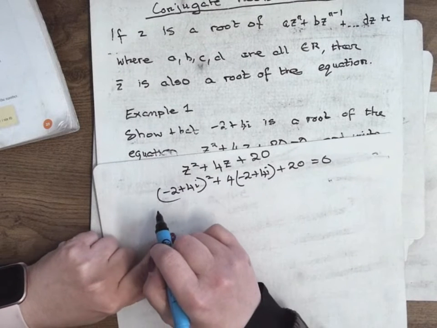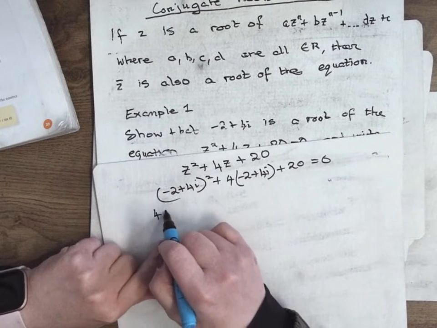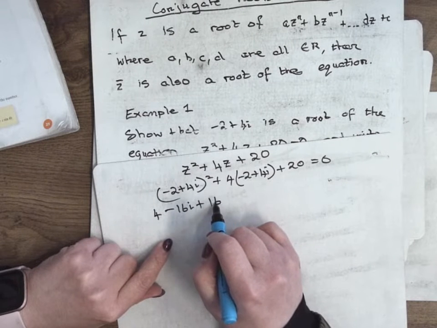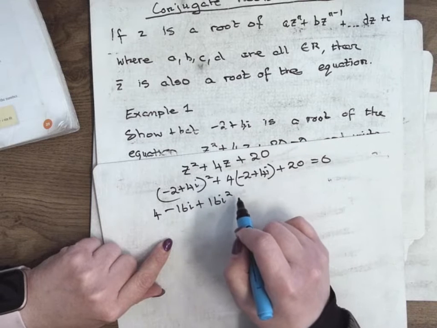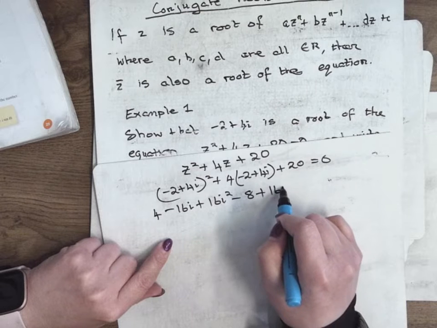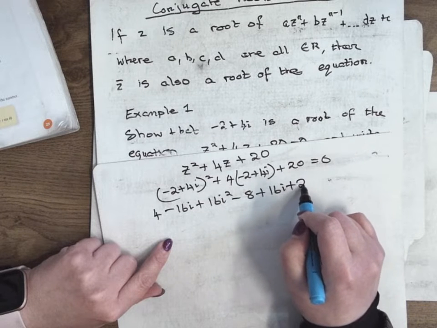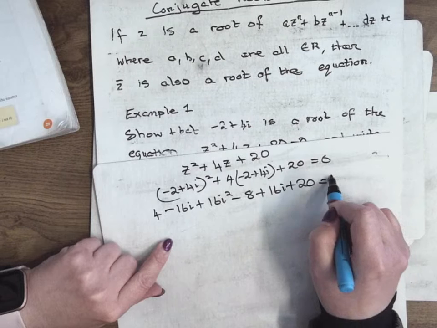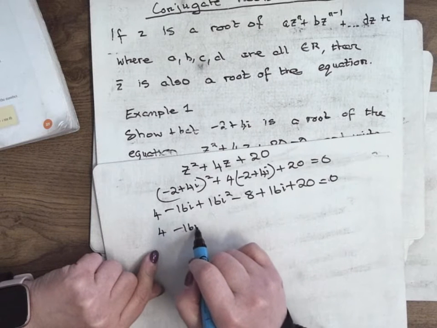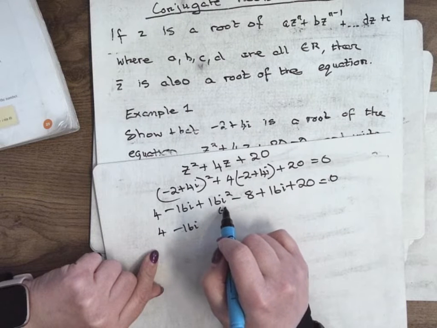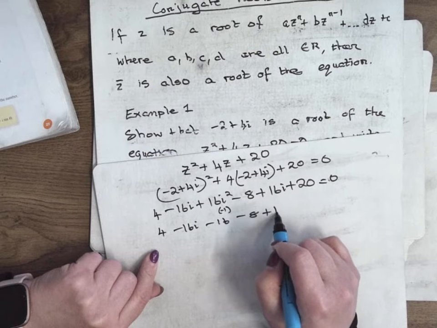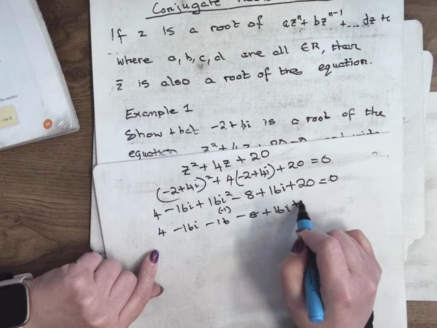Okay, so squaring the first, which is 4, twice the first by the second is 16i. Square the last is plus 16i squared. Continuing on here, 4 by minus 2 is minus 8, plus 16i, plus 20 equals 0. Right, everywhere I see an i squared, I'm going to put in a minus 1. So that would be 16 times minus 1, which is minus 16, minus 8, plus 16i, plus 20.